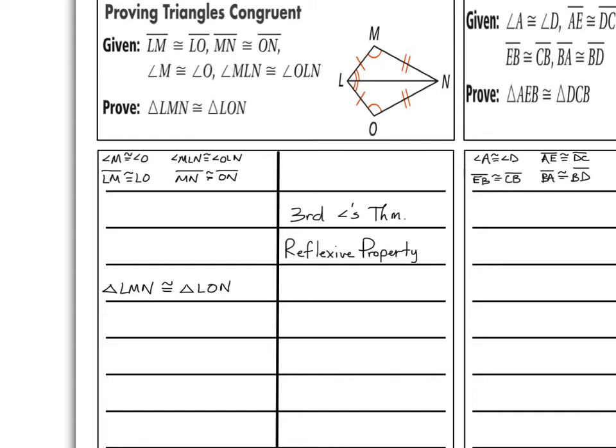Okay, now that you've hit pause on the video, you've tried this proof, okay? The very first thing we're going to do here is go through the very first part, and again, the first step here is pretty easy. That's the given. Okay? All four of those things are given to us.